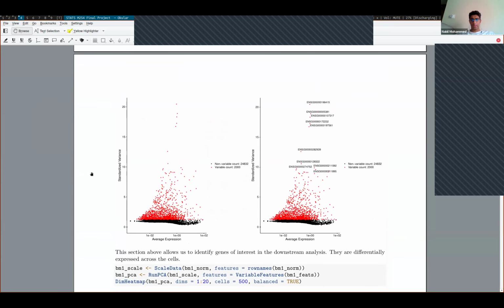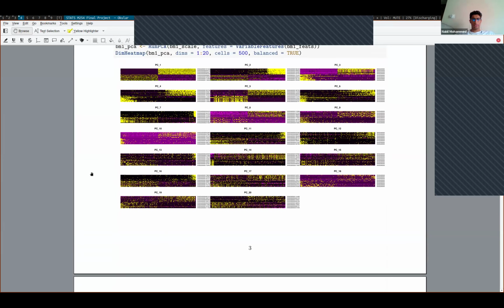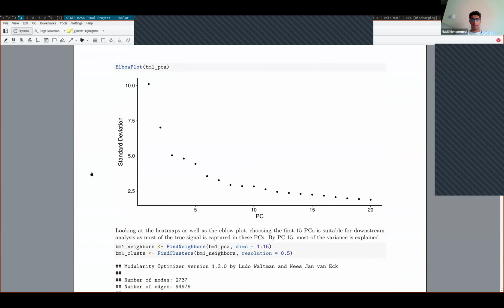this type of plot, just to identify genes that I should pay attention to in the more downstream processes. I then scaled the data, ran PCA, and I plotted heat maps of all the different PCs. I didn't find this particularly useful, but I found the elbow plot to be a lot more useful, and identified that I wanted to use the first 15 PCs for my further downstream analyses.